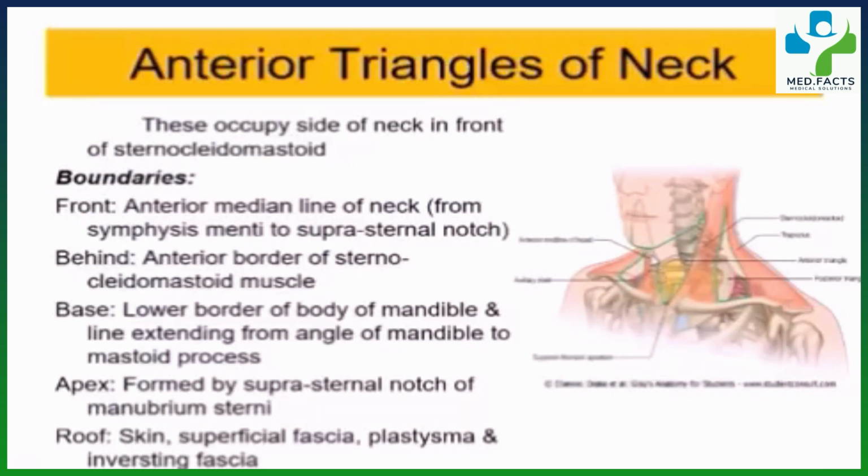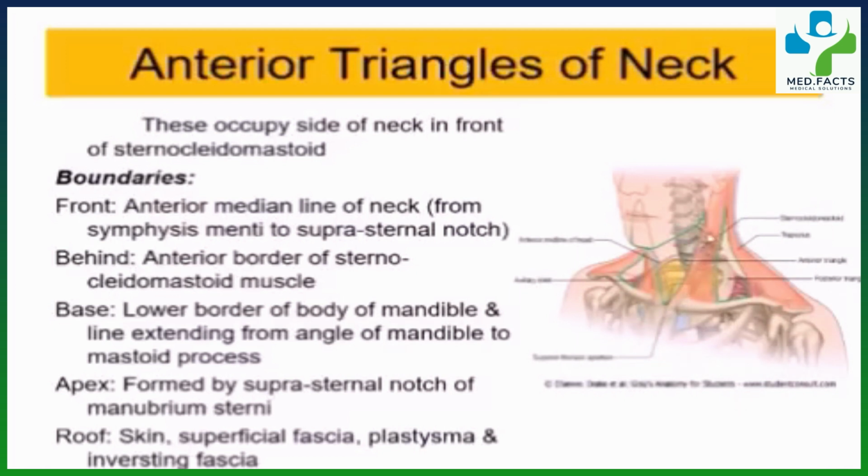If you see here, this is a reverse triangle. So the apex is down and the base is up. So this forms the base and this is the apex. So this is a reverse triangle with the apex downwards. Usually the apex should be on the top, but here it is near the manubrium sterni. So what are the boundaries? In the front we have the midline structures of the neck. So these midline structures form the anterior boundary of this triangle.